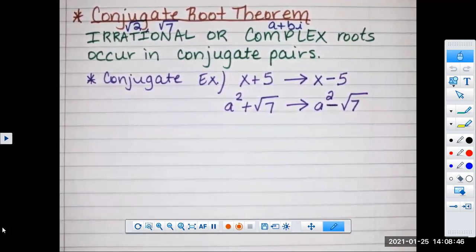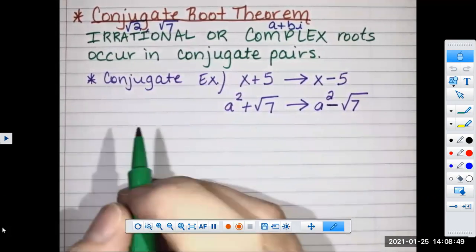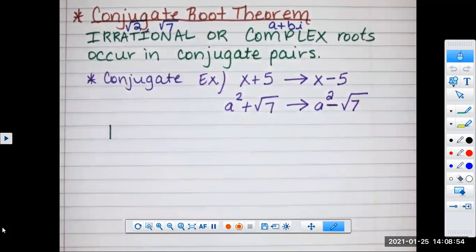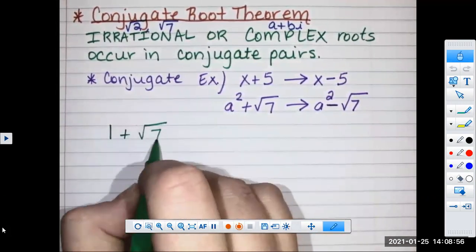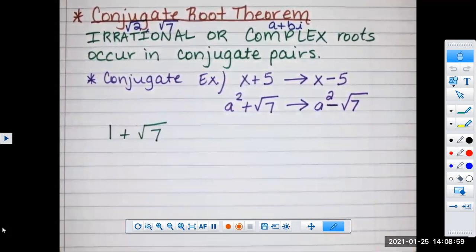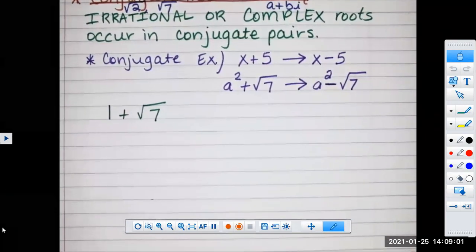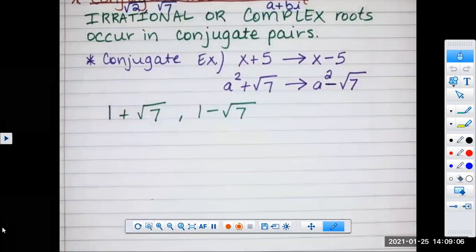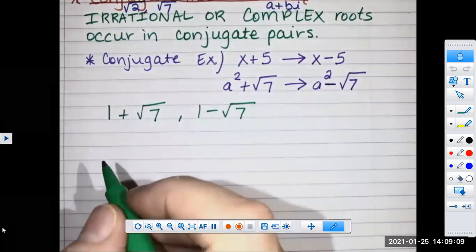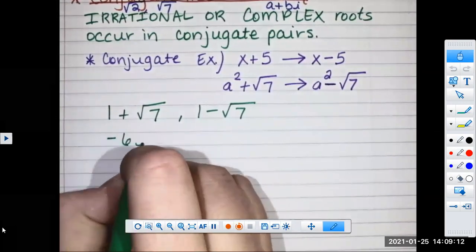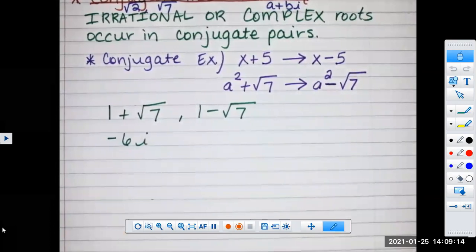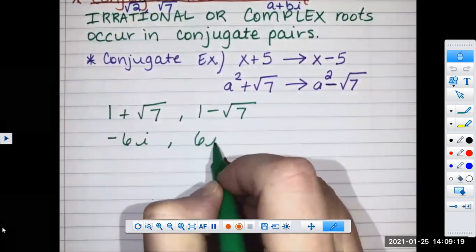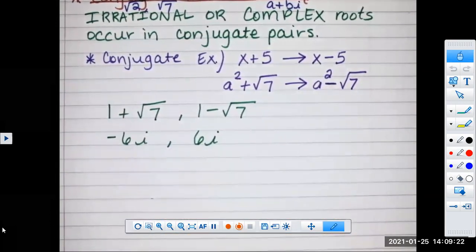Okay, so what this theorem simply says, if I've got something that looks like an irrational, this is what an irrational root will look like. You might have 1 plus root 7. If it tells you that 1 plus root 7 is a root of a polynomial, you can assume and know that 1 minus root 7 is also a root. If it tells you that negative 6i is a root of a polynomial, you can also assume its conjugate pair, which is positive 6i, is also a root.